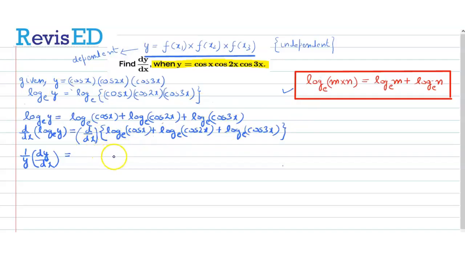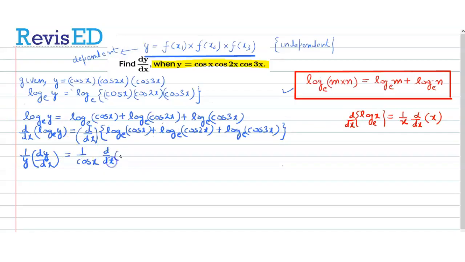Let's understand a very basic concept: how we differentiate log of x. What we learned in our previous classes is that d by dx of log e x is equal to 1 by x multiplied by d by dx of x. In place of x, if we write cos x, it will make no difference, so we write this as it is.